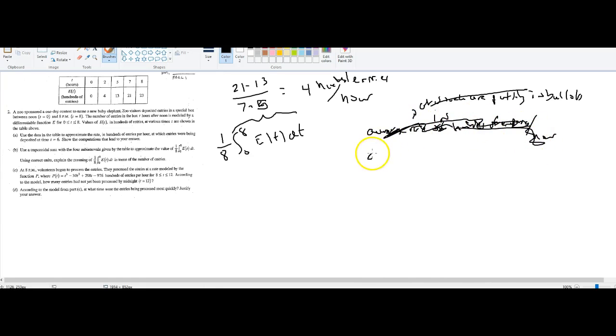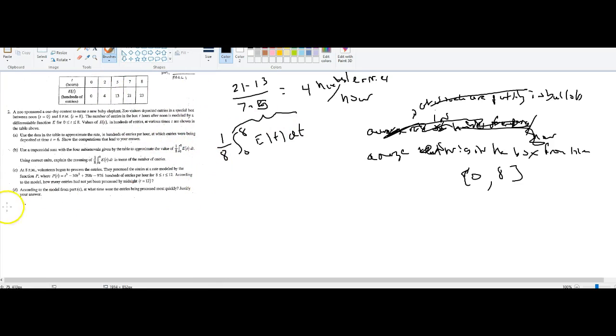It's the average number of, it's the average. So E is just how many are in the bucket, right? So this is the average number of ballots or entries in the box. Okay, it's the average number of entries in the box for the first 8 hours, for time equals 0 to 8. Okay. All right, how do I find it?